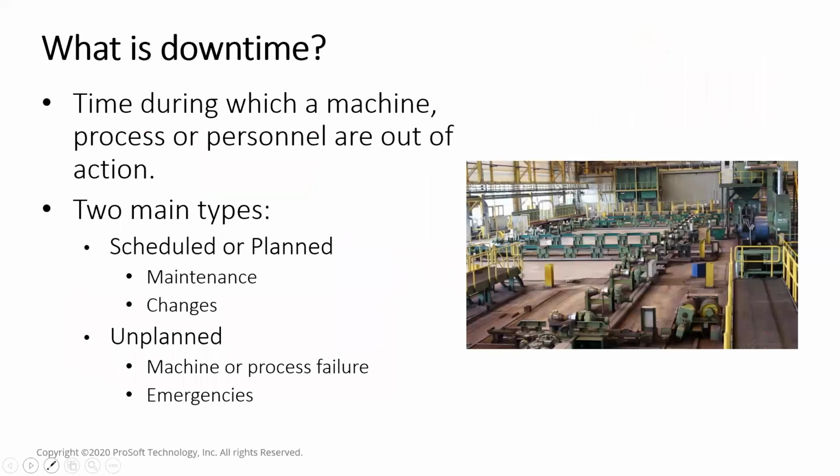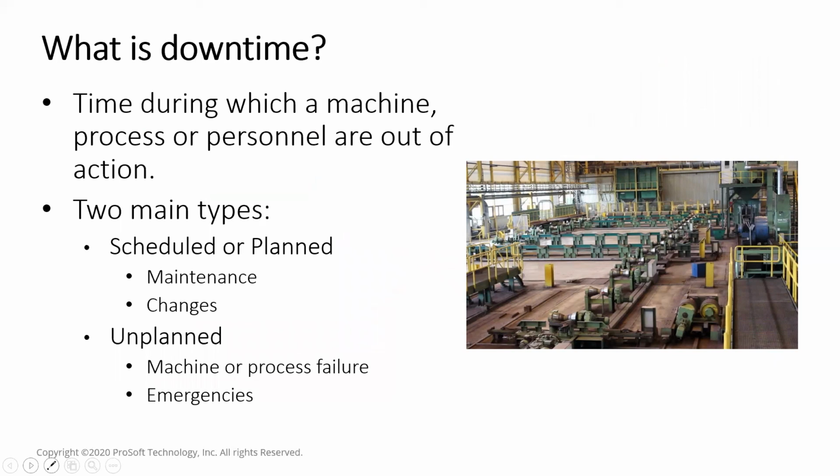Okay, so let's start with what is downtime. Quite simply, downtime is the time during which a machine or process, or in some cases, the personnel are out of action. We're going to be talking more about the machine and process side. We're not going to be talking about personnel downtime.